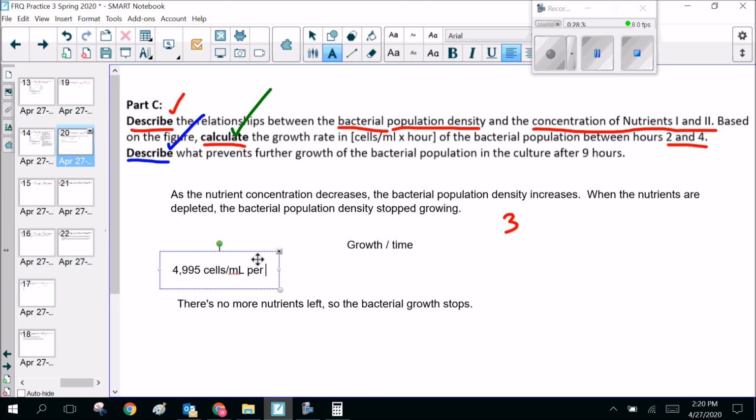What was it? Per hour. Yep, because we divided by 2 hours. Hours was our time unit. So there we go. 4,995 cells per milliliter per hour, which is pretty awesome.